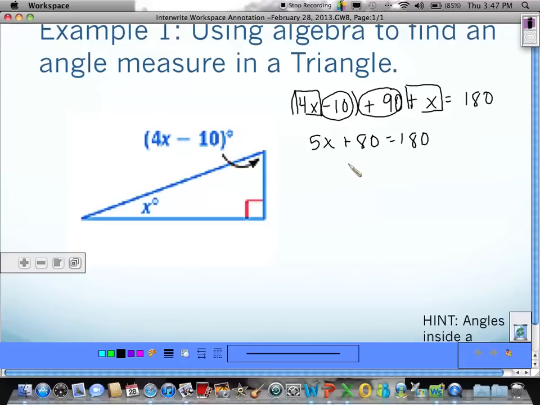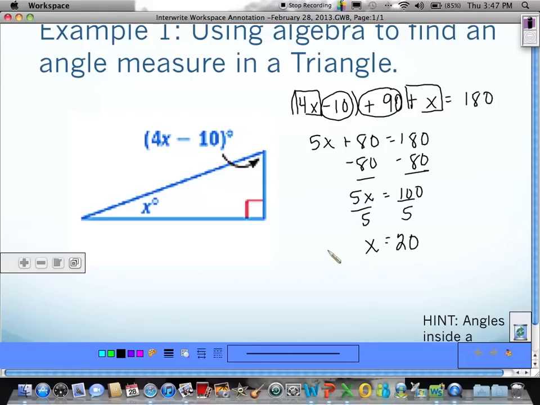I'm going to do inverse operations to solve. So I get 5x equals 100, and I need to do it one more time since this is a two-step equation, so I'll divide both sides by 5. So I know that x equals 20.